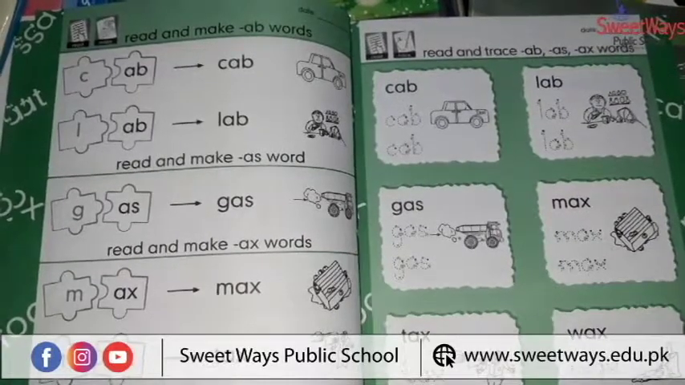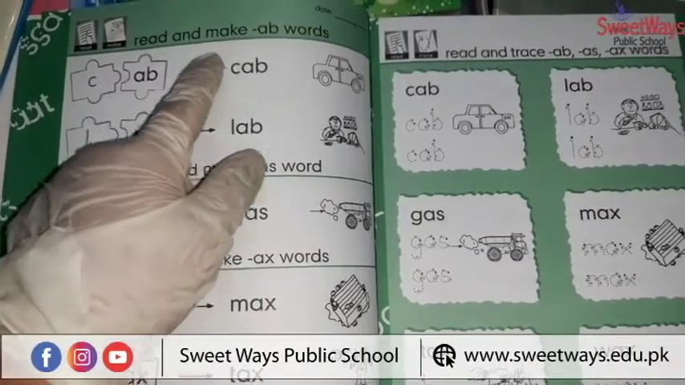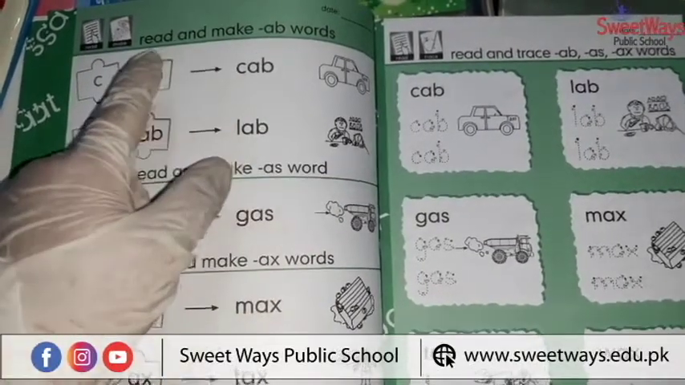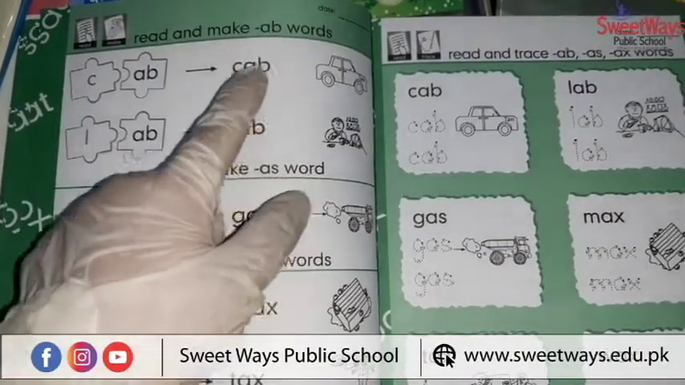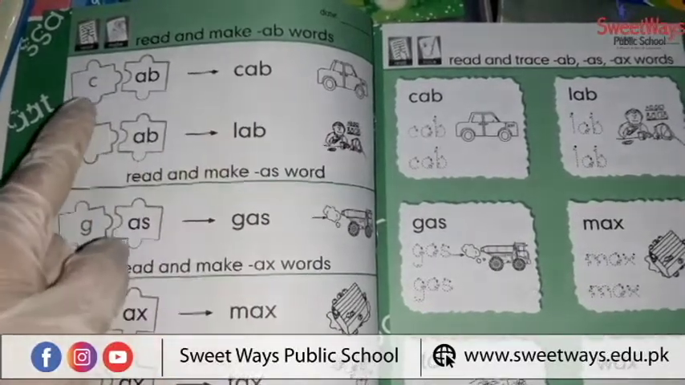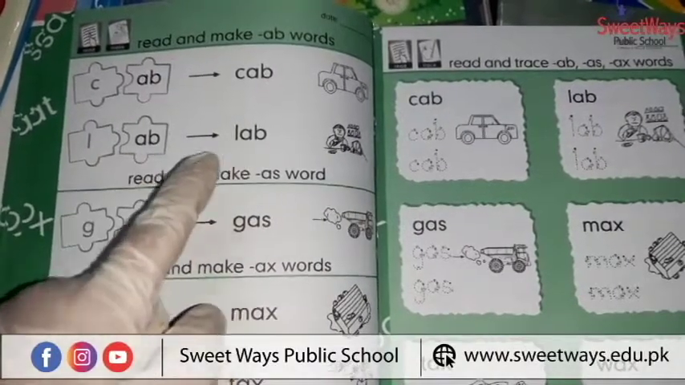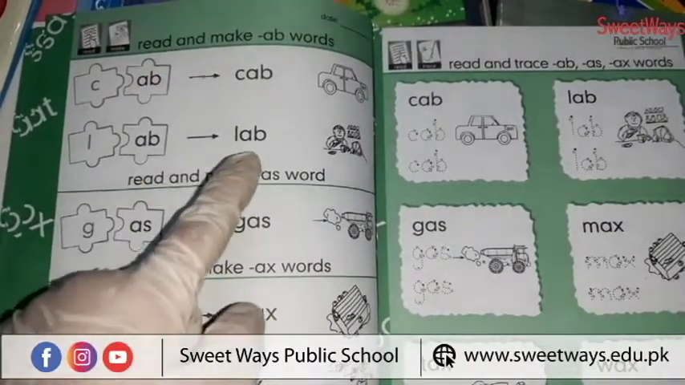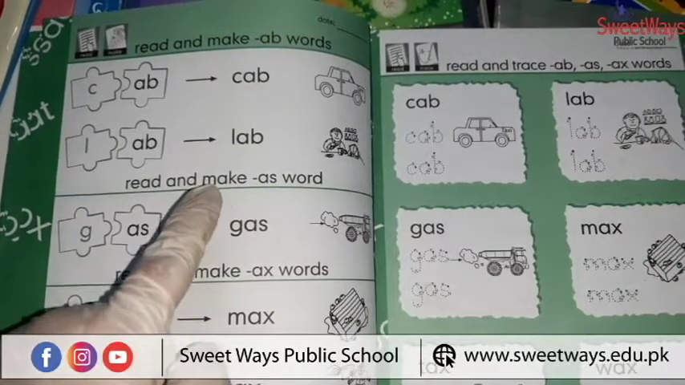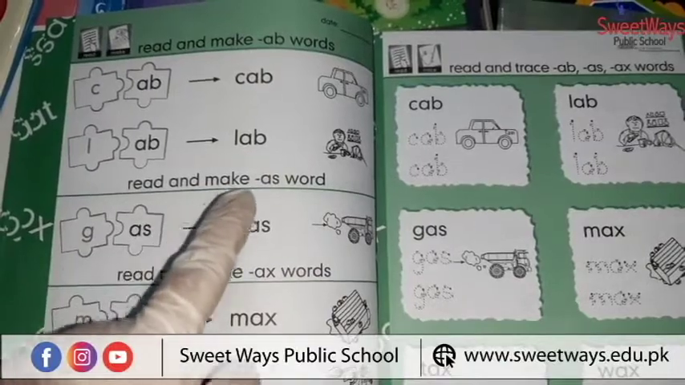Video lecture number 7. Read and make words. Cab, cab, lab, lab. Read and make word.